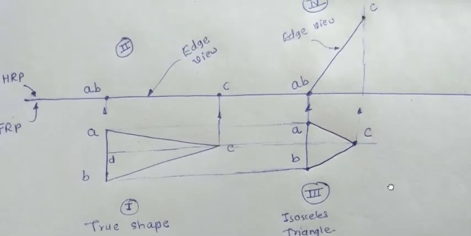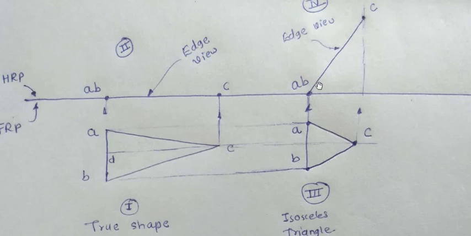So the fourth step would be completed in this manner: projection from AB and projector from C, and this length of edge view we have taken from this side. So the complication in this problem is at this stage.